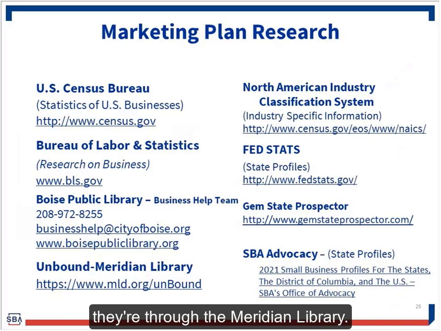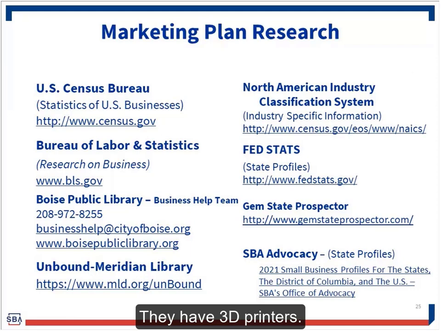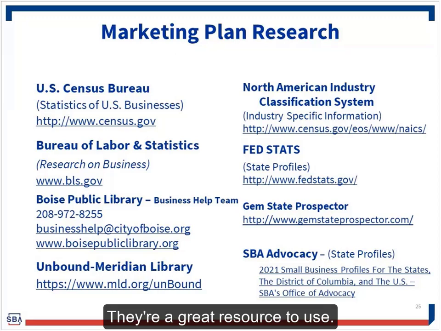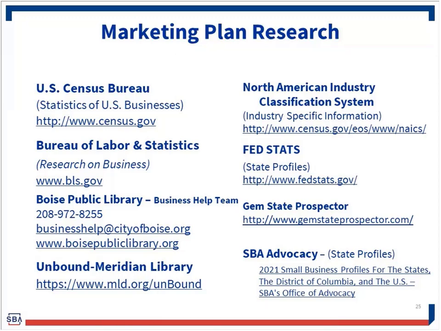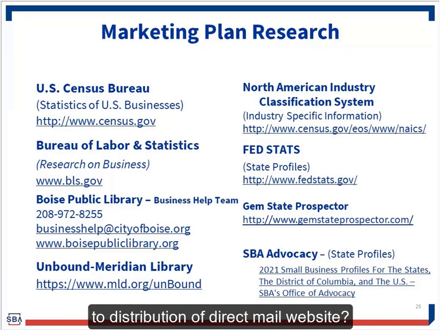If you're in the Treasure Valley, we've got the Boise Public Library. They have a great business help team that has some market research, and then through the Meridian Library, there's a tech library called Unbound. They have 3D printers if you're looking for prototypes to work on. If they've got printers, they've got some tech software, so definitely check them out. They're a great resource to use.